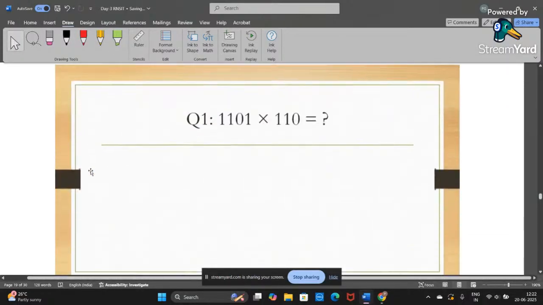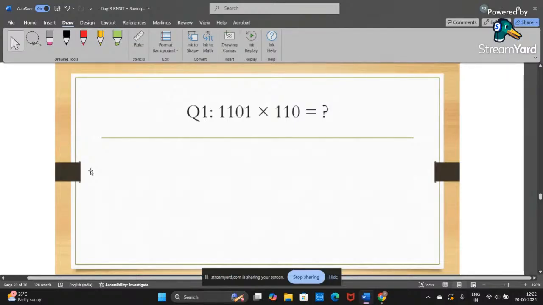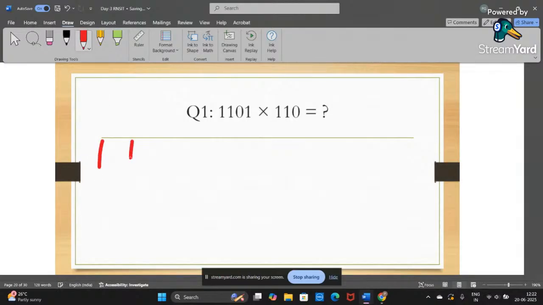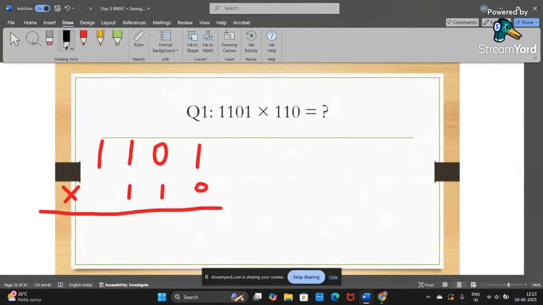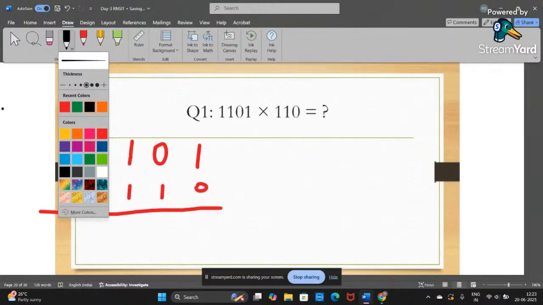Now we'll move to multiplication. Similar to the decimal multiplication. First, we have to write like normally what we do for the decimal multiplication. Just write the numbers into 1, 1, 0. Now we'll start multiplying. First, I'll write the rules over here.